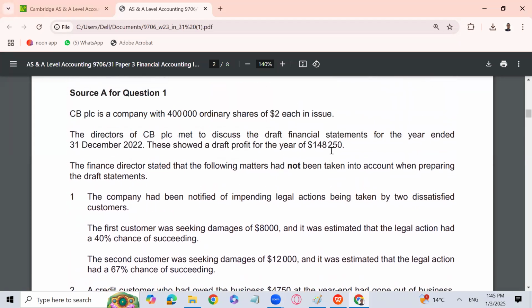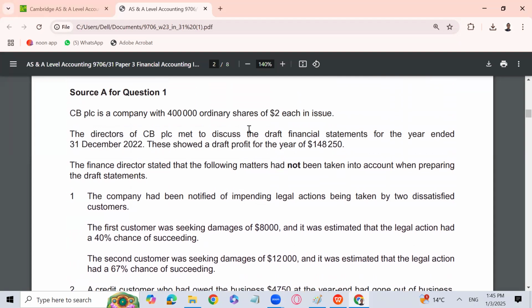CB Public Limited Company is a company with 4 lakh ordinary shares of $2 each in issue. The directors of CB met to discuss the draft financial statements for the year ended 31st December. These show a draft profit for the year of 148,250. But the finance director stated that the following matters have not been taken into account when preparing the draft statements. When it has not been taken into account, it means that we have to give an impact on the adjusted profit.